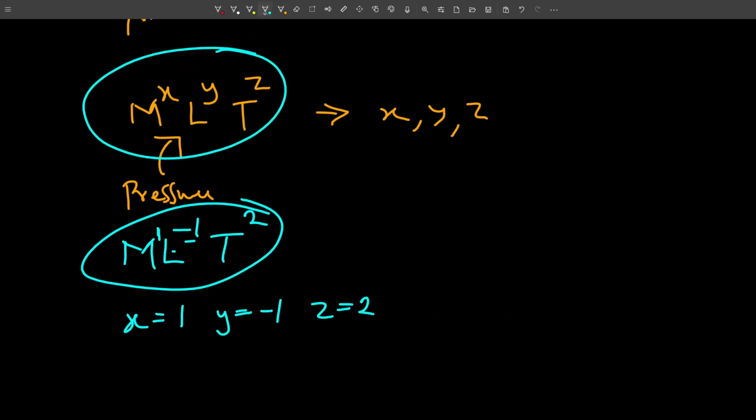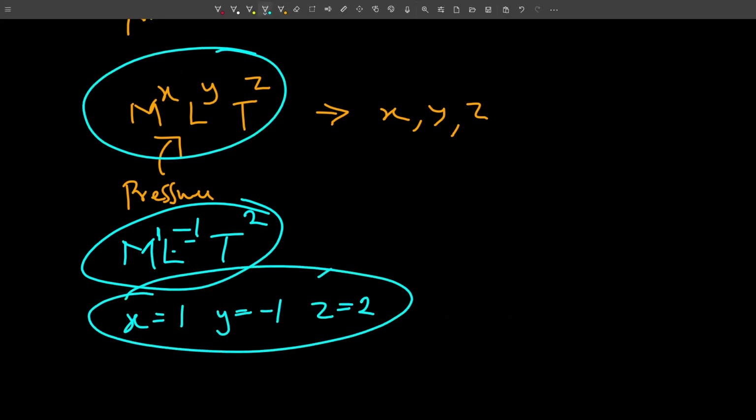Which is minus 2. This area of dimension is called dimensional analysis. In the next video, we're going to be solving tougher questions on dimensional analysis.